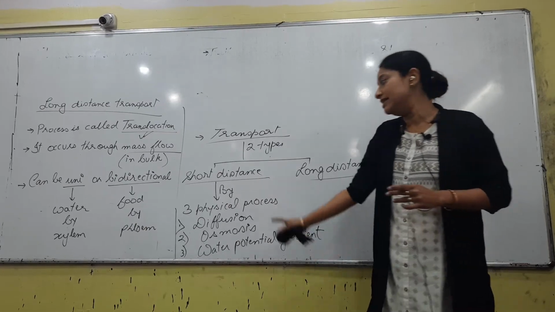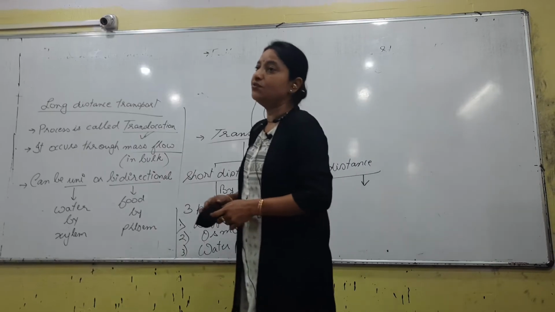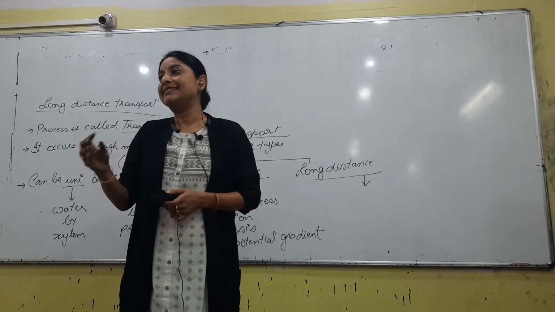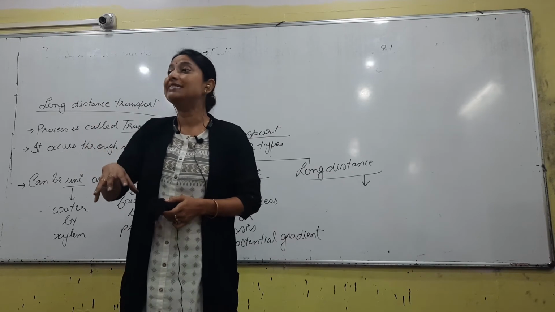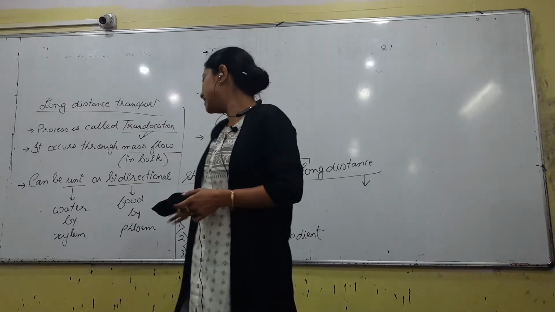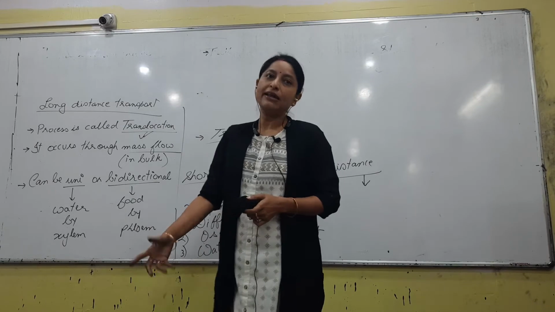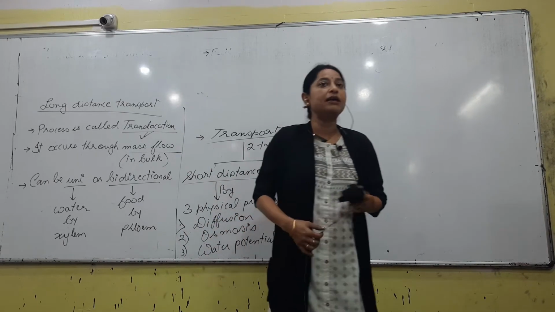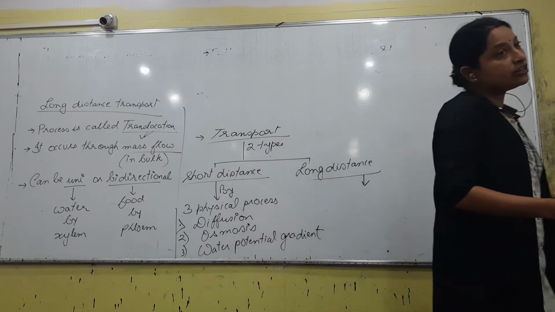It is based on these three factors we can decide whether a substance will move from one cell to another cell. There are two cells, which cell will it go from and to, depends on what we will be studying, all these things, right. It might be because of diffusion that the movement occurs, it might be because of osmosis, or it might be because of water potential gradient also.